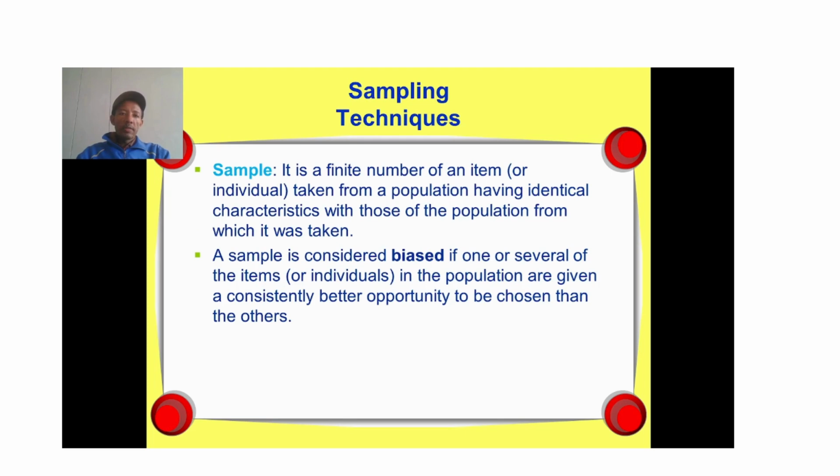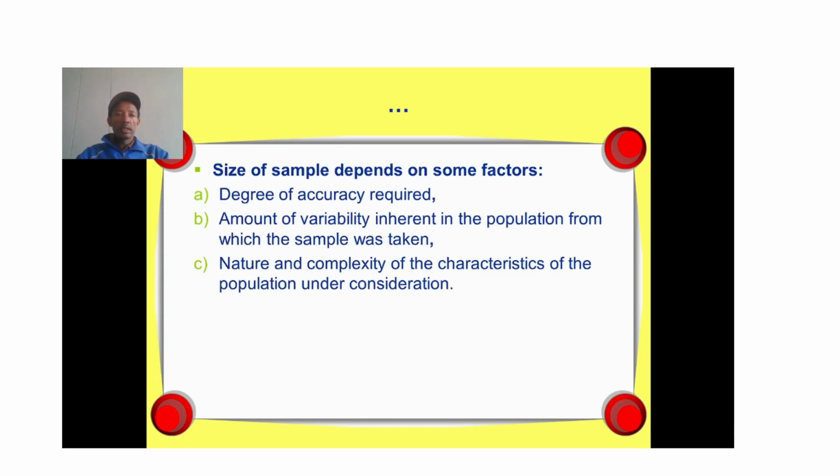We'll start by defining sample. A sample is a finite number of items or individuals taken from a population, having identical characteristics with those of the population from which it is drawn. A sample is considered biased if one or several of the items or individuals in the population are given consistently better opportunity to be chosen than the others.